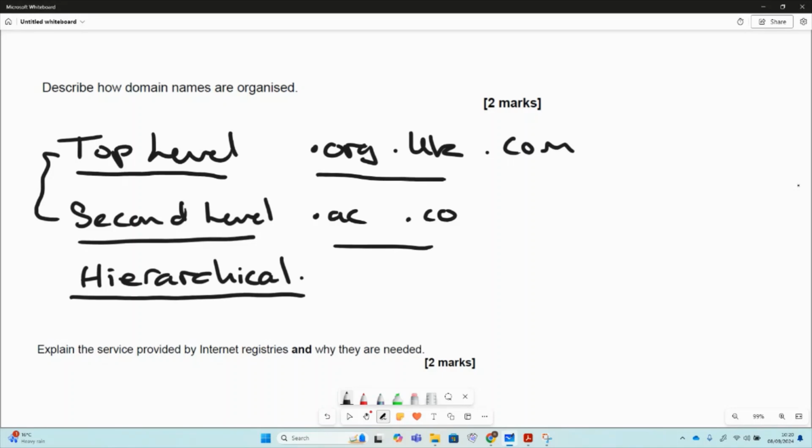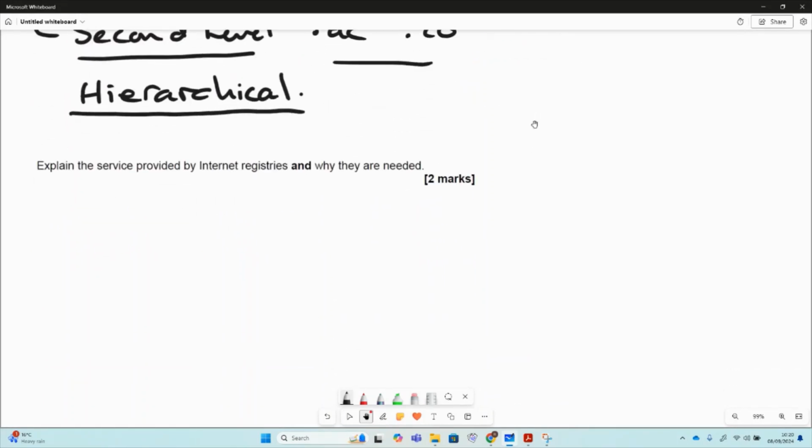So things to remember on this kind of question are the actual names for top level and second level, because if you say things like first level or whatever, that's not going to be right. You need to get it exactly correct. It needs to be accurate. So top level and second level is what you're looking for.